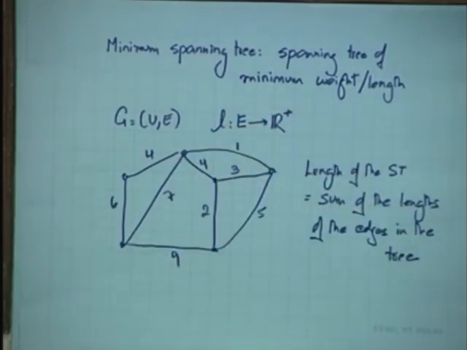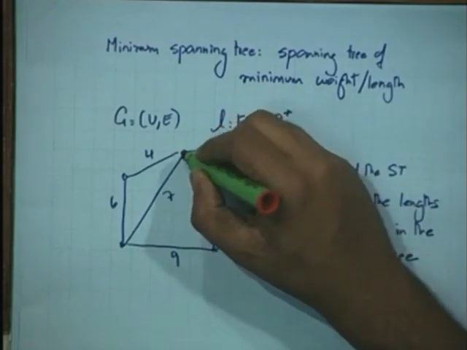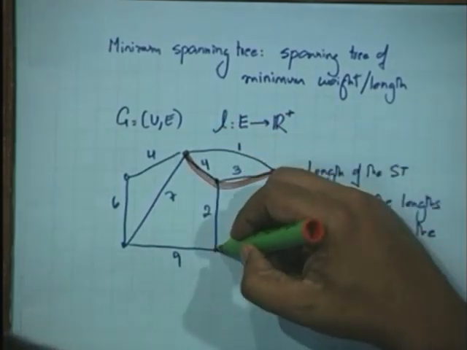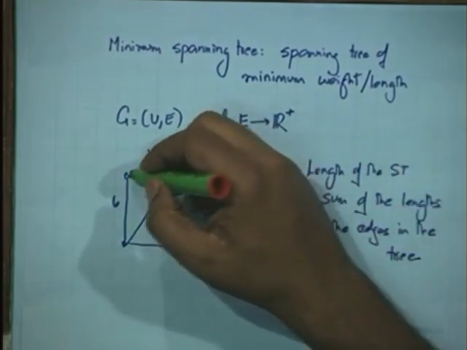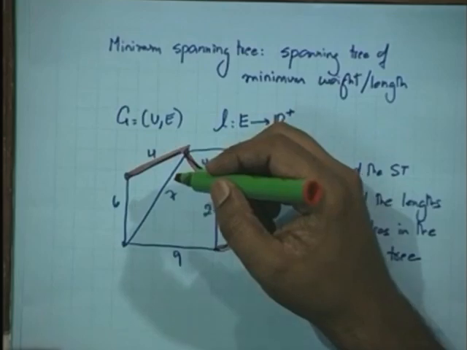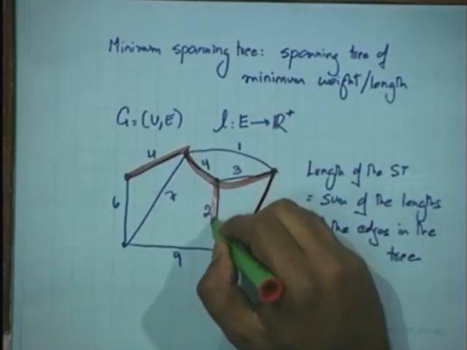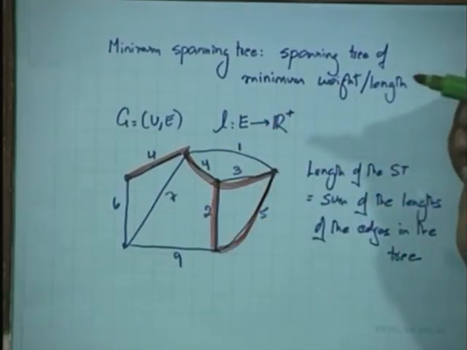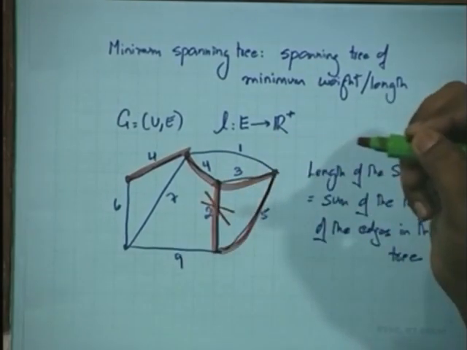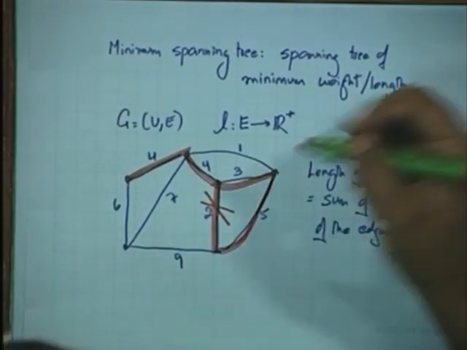Okay, so suppose I pick this edge, and this edge, and this edge, and this edge, and this edge. ये तो cycle बन गया. So I cannot pick this edge. This is not a tree at all, right? So I cannot pick that edge. Let me pick something else. Let me pick this 6.